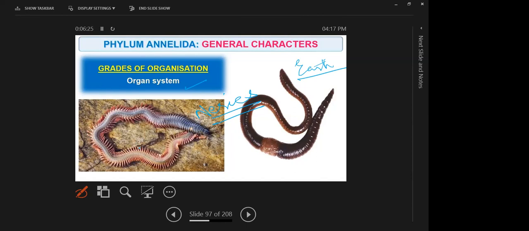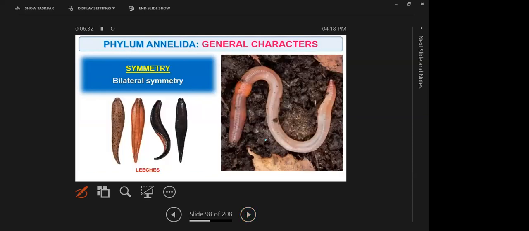So Nereis have, how do they move? They have parapodia for swimming, whereas earthworm has setae. So let's go to that now. Locomotory structure. See, leeches, have you seen?